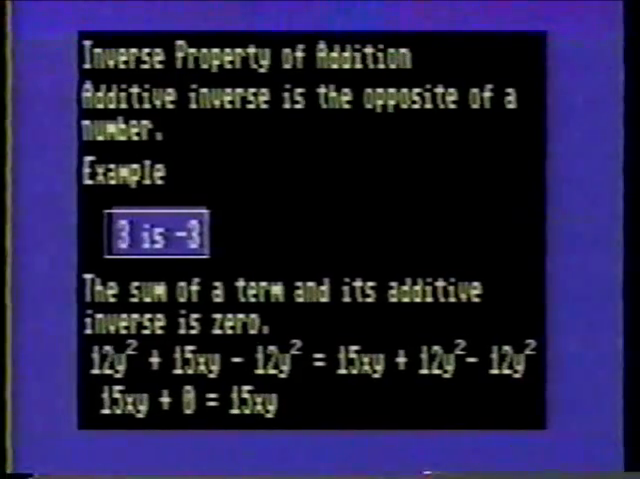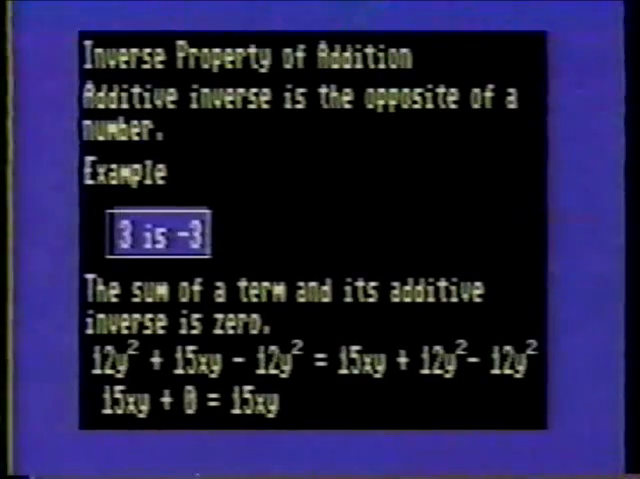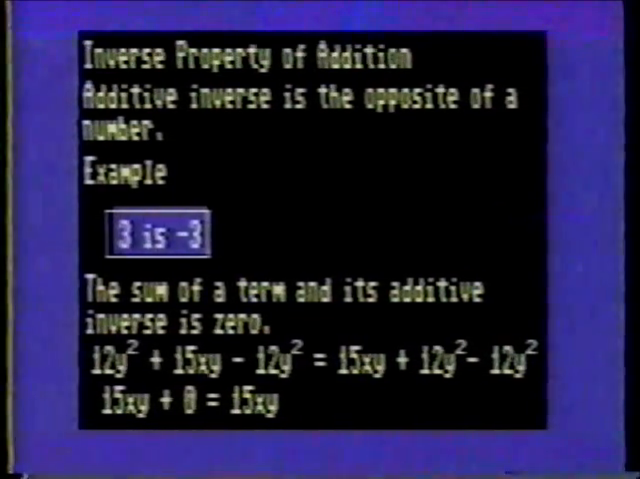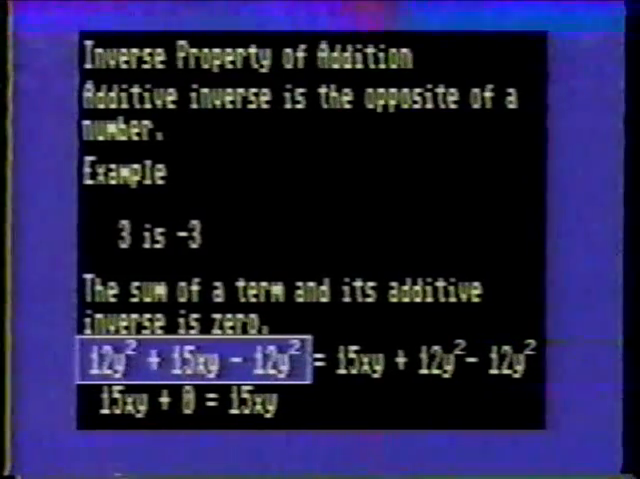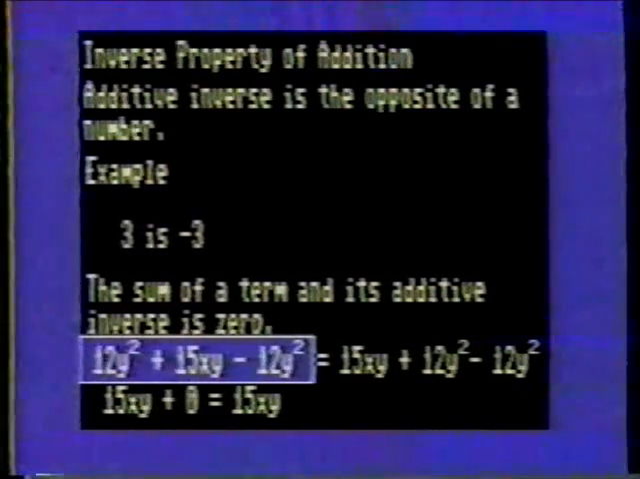The inverse property of addition. Additive inverse is the opposite of a number. For example, the additive inverse of 3 is negative 3. The sum of a term and its additive inverse is 0. 12y squared plus 15xy minus 12y squared.